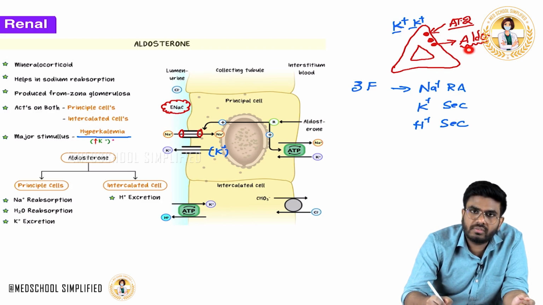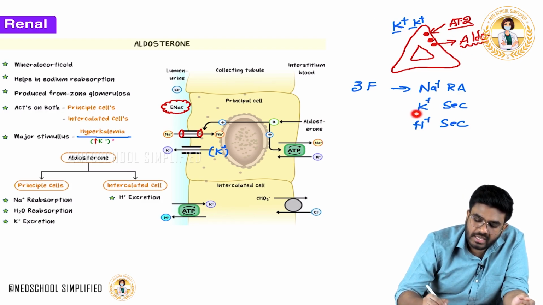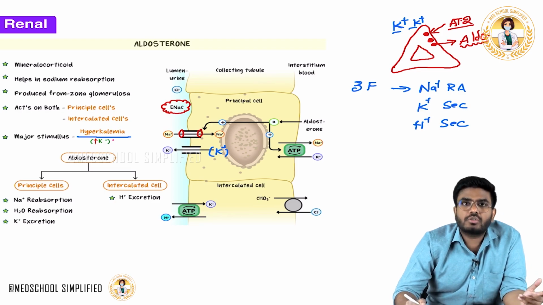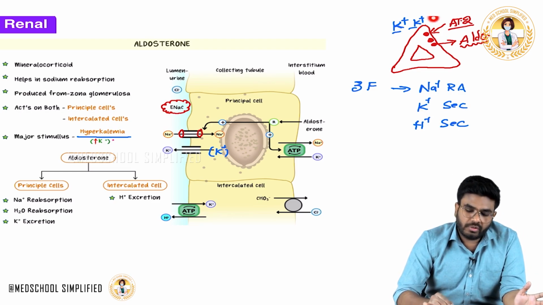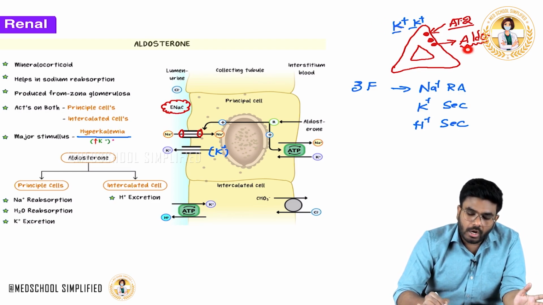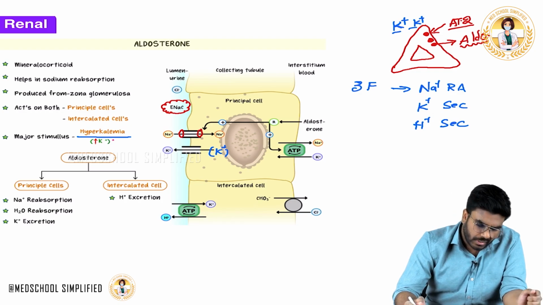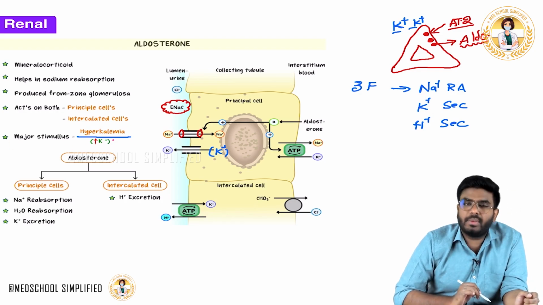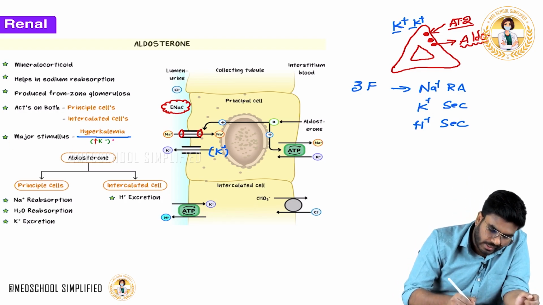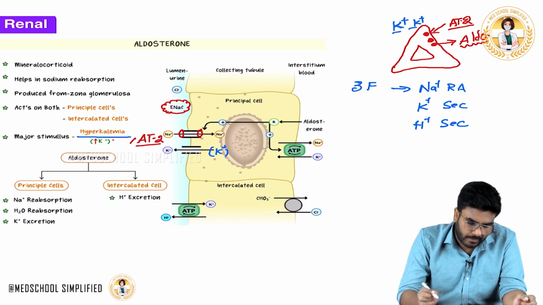Now what will this aldosterone do? Aldosterone is taking the potassium out of the body, potassium excretion or potassium secretion. So whenever you have more potassium in the body, aldosterone is going to come and throw the potassium out of the body. So the major stimulus is hyperkalemia. Not only that, even angiotensin 2 will also stimulate the release of aldosterone.